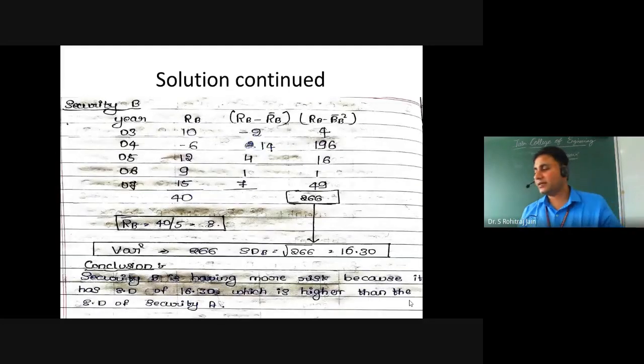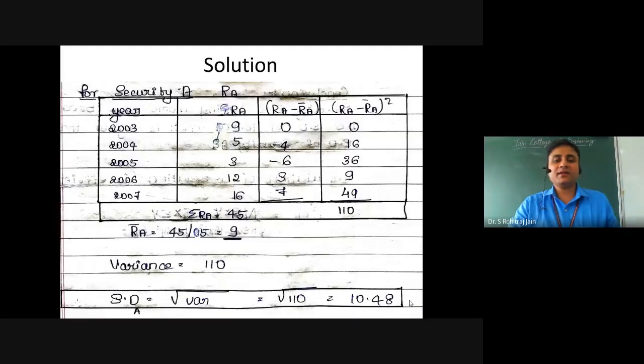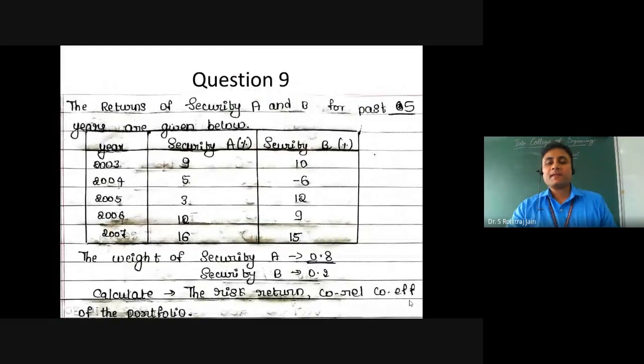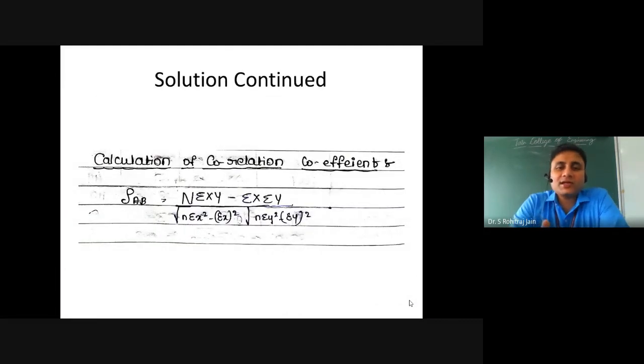Now the problem doesn't end here, students. Please understand that the problem doesn't end. So what have they given in the question? You need to calculate the risk and return, then the correlation coefficient of the entire portfolio, right? So now we will go to calculate the correlation coefficient. So rho, that is the symbol, is called rho, or you can write small r is equal to n sigma xy minus sigma x into sigma y, divided by square root of n sigma x square minus sigma x whole square, multiplied by square root of n sigma y square minus sigma y whole square.